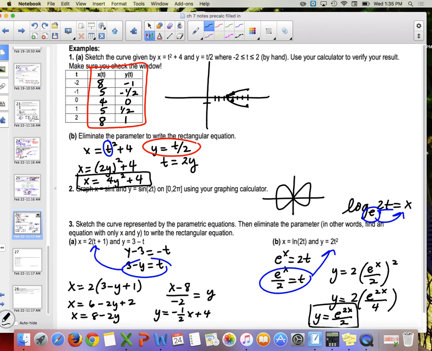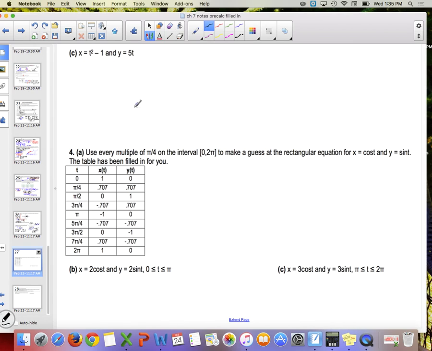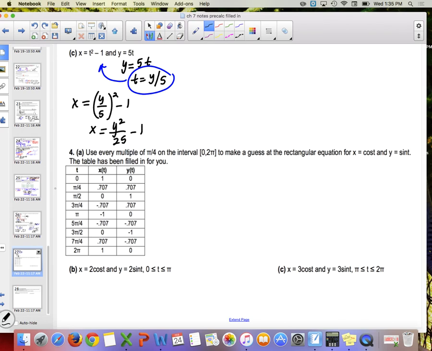Okay, that would be the equivalent equation in x and y without a parameter. Do you see how this works? All right, so try this one. So what's the easiest thing to solve for? Like which equation? X or y? Y. So y is just going to be 5t, so that means t is going to be y over 5, right? So I take that and I plug into the other one. So I'm going to have x equals (y over 5) squared minus 1. So I'm going to have y squared over 25 minus 1 is equal to x.